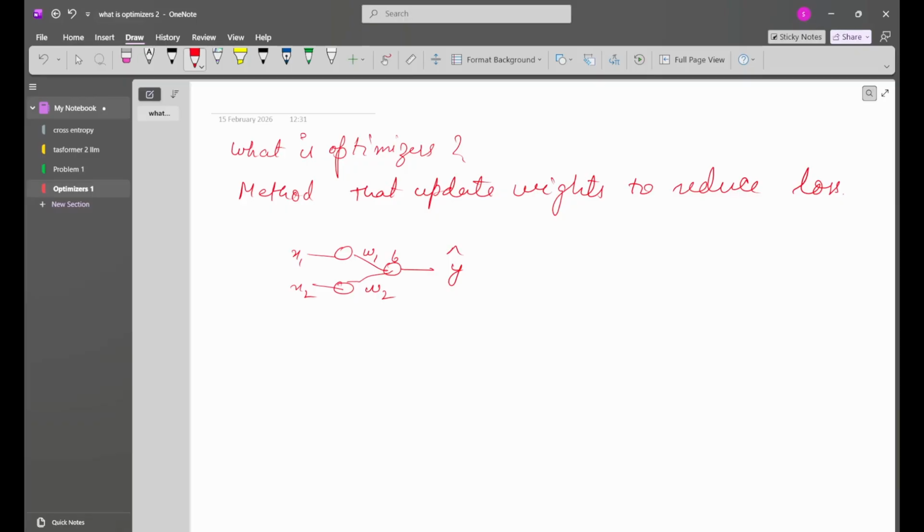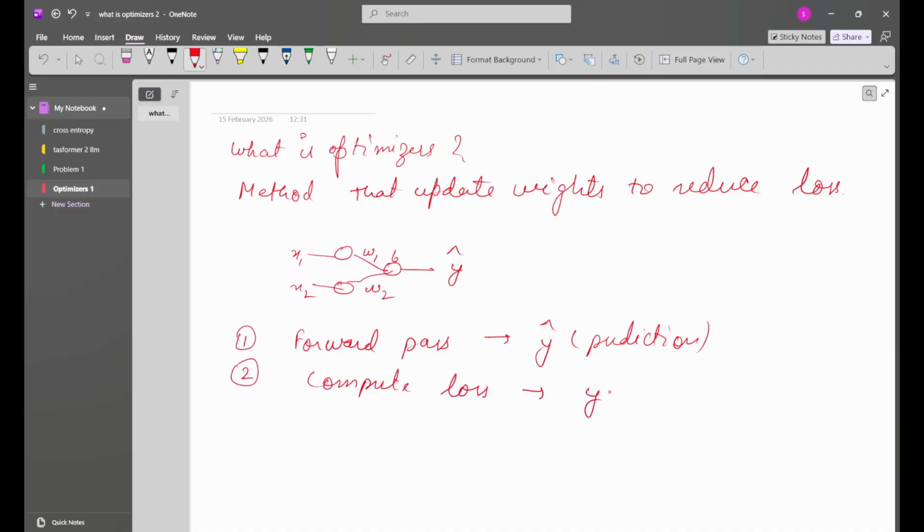So neural network training includes three steps. The first step is the forward pass, which gives us this y cap prediction. The second step is compute loss, that is (y cap minus y) whole squared. This is our loss calculation. Then thirdly, we do backpropagation.